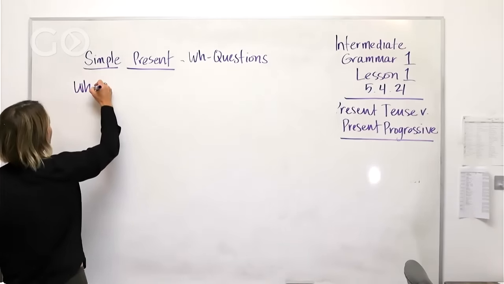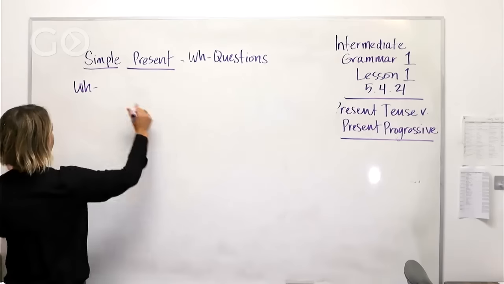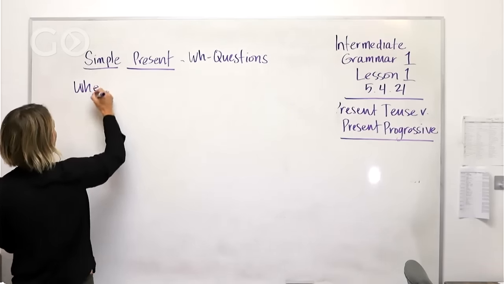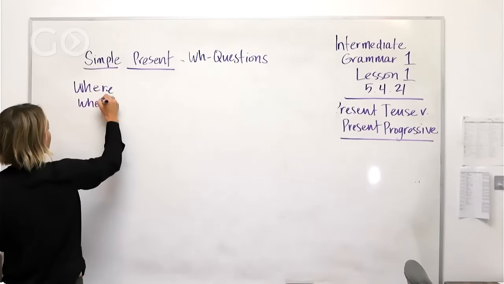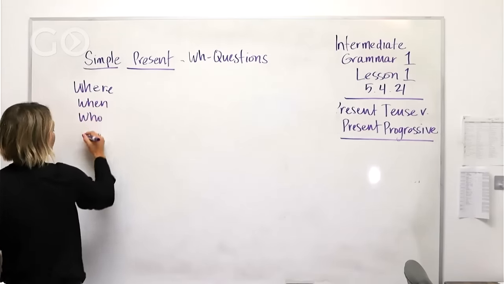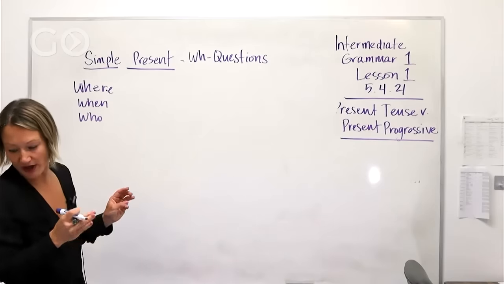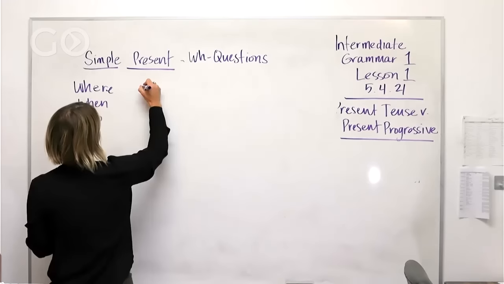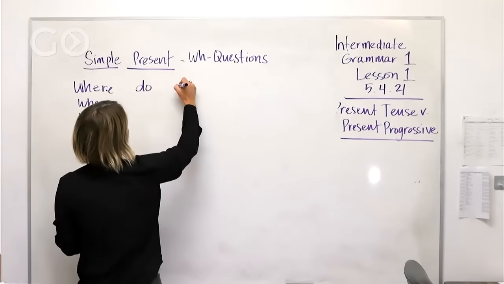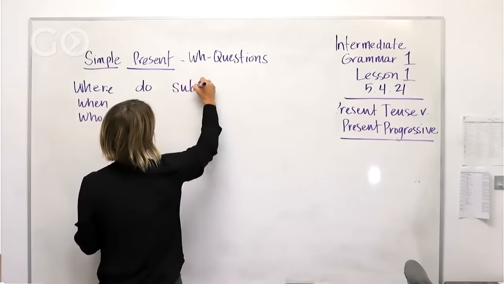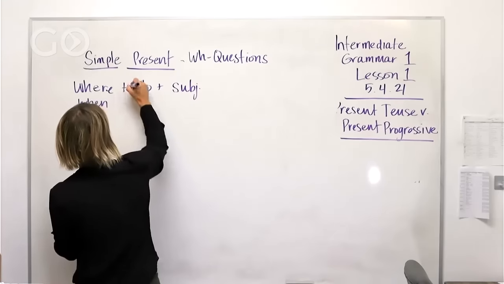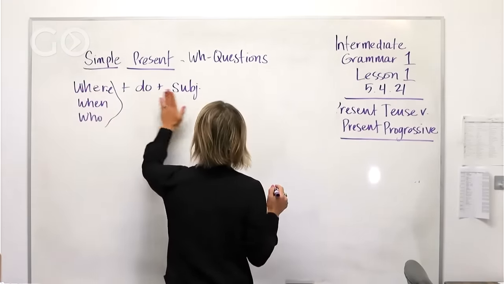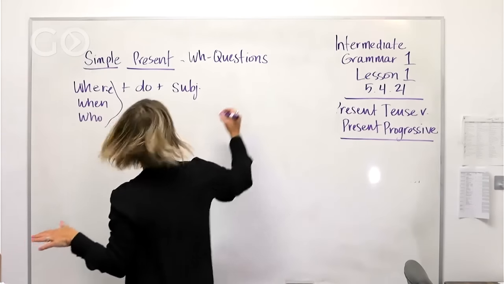All right, so WH questions for the simple present. Here's the general formula. We're going to have a WH word, so where, when, who, what are the other ones? Who, what, when, where. Great. And then you're going to have do, and then the subject. This is how I like to write these things. This is your formula: WH word plus do plus subject, and then the base verb.